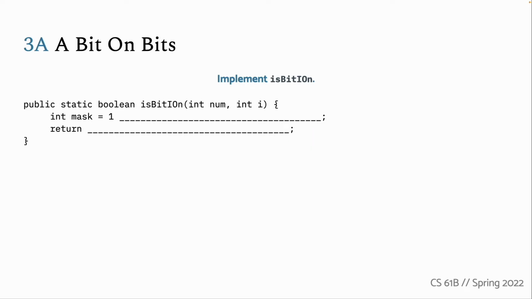Okay, let's talk about it. So we have this mask. So what do we want to do? We want to mask out everything except for that ith bit, because that ith bit is the only thing that we care about. So we're going to take 1, and we're going to shift it over by i.